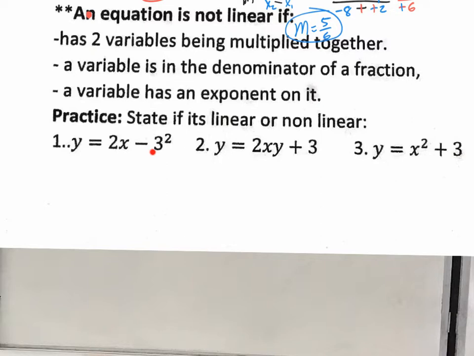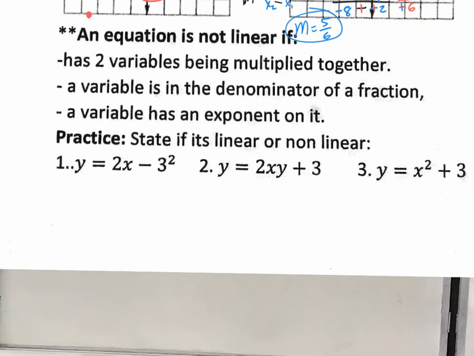So was this one linear? Yes. It does not have x times y. It doesn't have x squared or y squared or x to the third or any power on the variables. It doesn't have a variable in the denominator, so this is definitely a line. Is this a line? No. Why not? Because x times y. Is this a line? No, because x squared, right? So we have to remember these details.